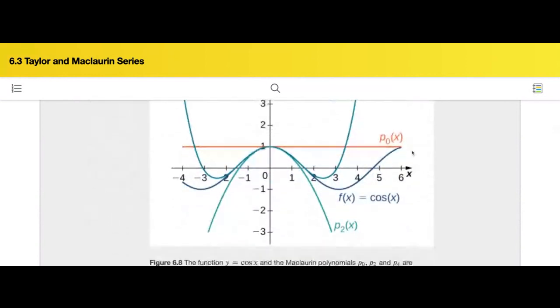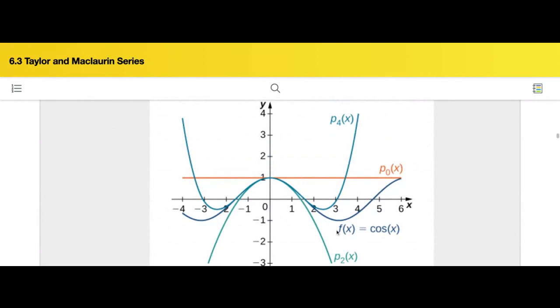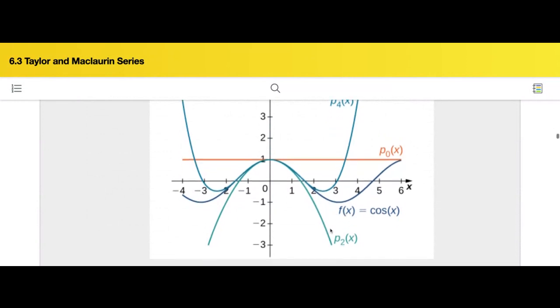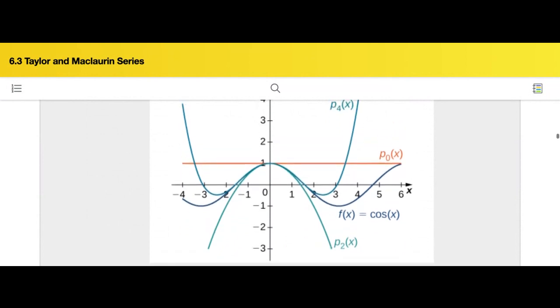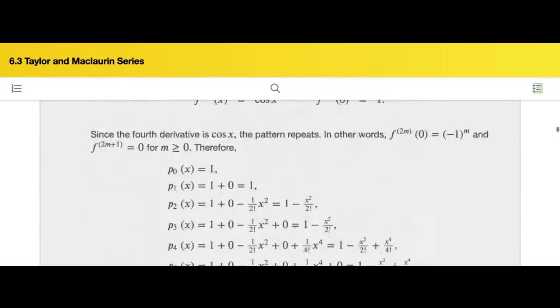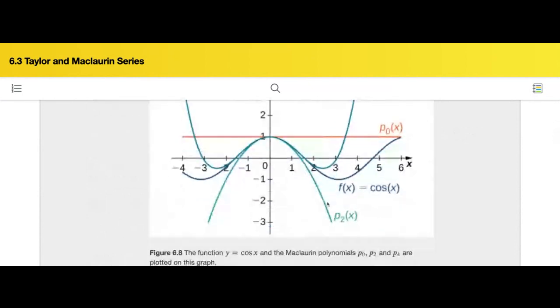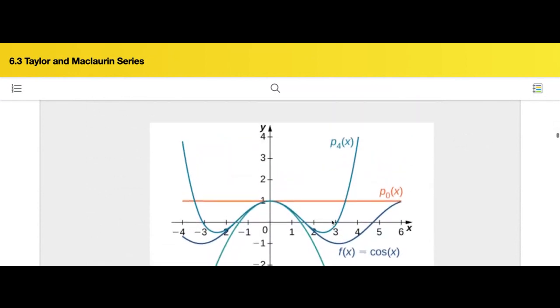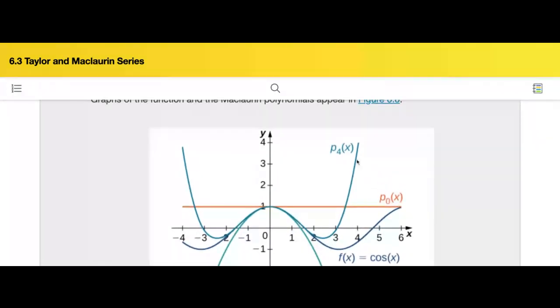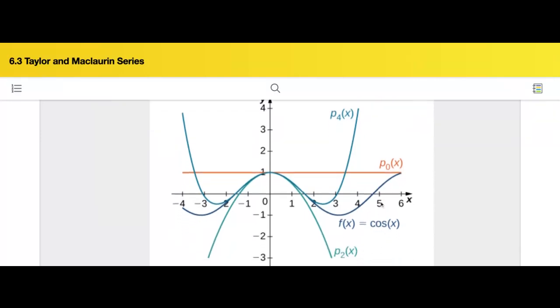P0 is a straight line. P1, where is P1? Well, I don't see P1. P0 and P1 are the same. So P2 is this, and P4 is this. Can you imagine if we do P1 million? It will get closer and closer to the real function cosine x.